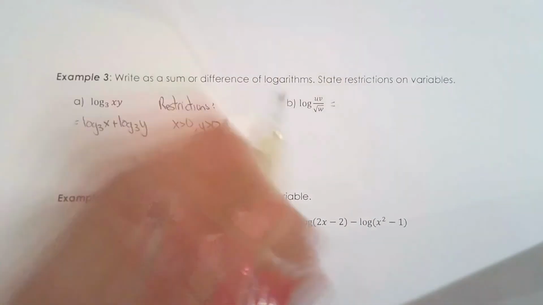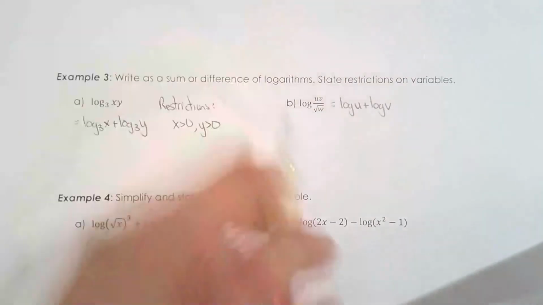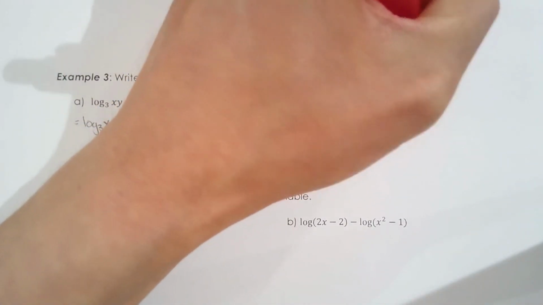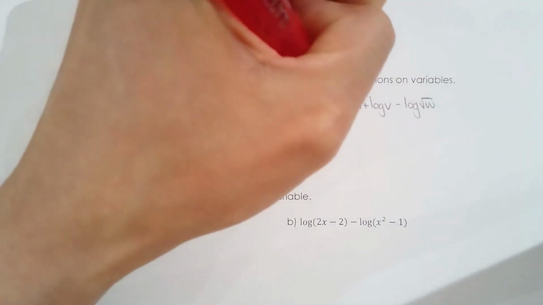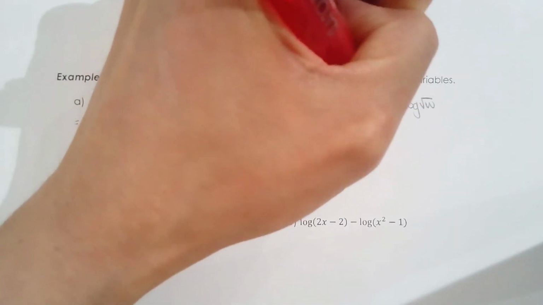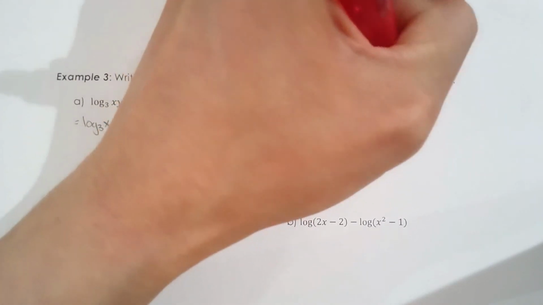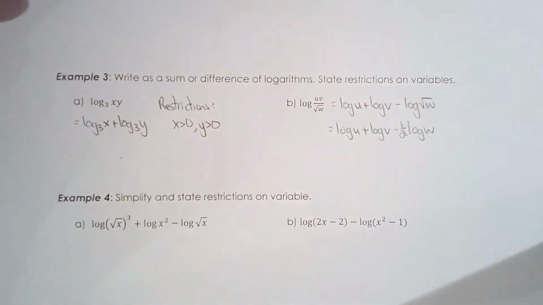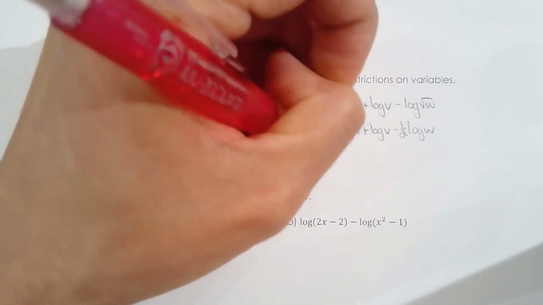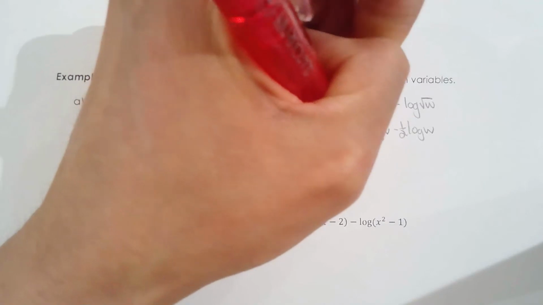Here, the numerator is uv, so it's log u plus log v, and since the denominator you're dividing by root w, it's minus log root w. Simplify even further by using the power law of logarithms. So restrictions. u is greater than 0, v is greater than 0, and w is greater than 0.